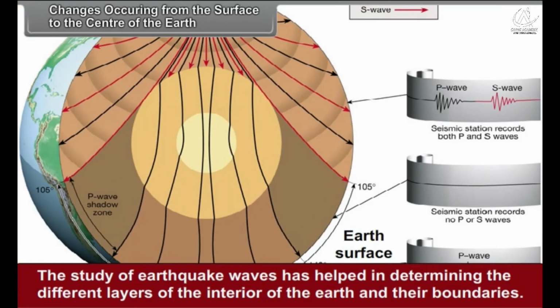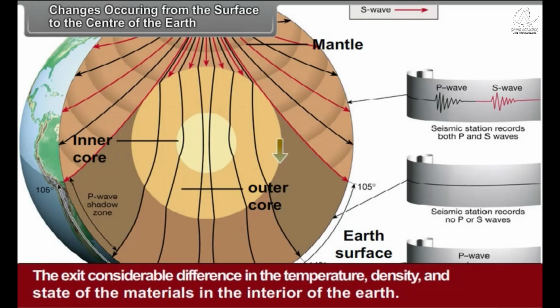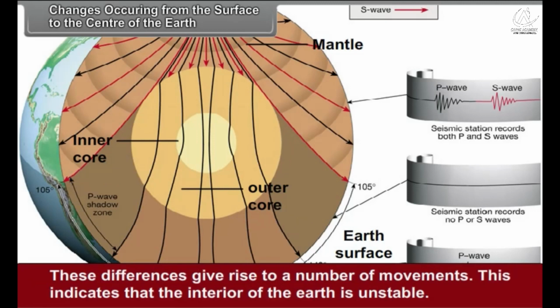The study of earthquake waves has helped in determining the different layers of the interior of the Earth and their boundaries. There exist considerable differences in the temperature, density, and state of the materials in the interior of the Earth. These differences give rise to a number of movements. This indicates that the interior of the Earth is unstable.